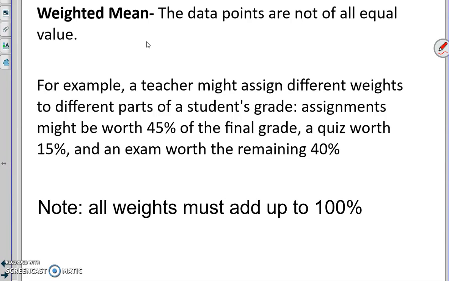For example, a teacher might assign different weights to different parts of a student's grade. Assignments might be worth 45% of the final grade, a quiz worth 15, and an exam worth the remaining 40. All the weights must add up to 100%.